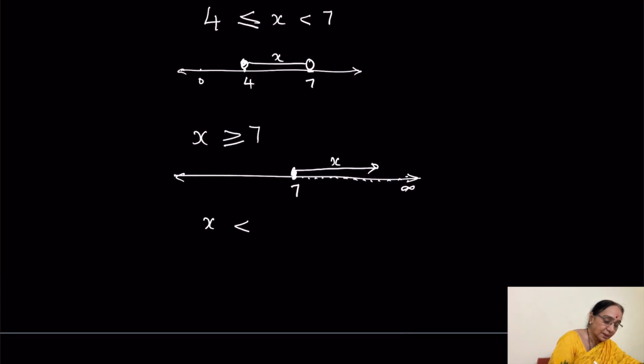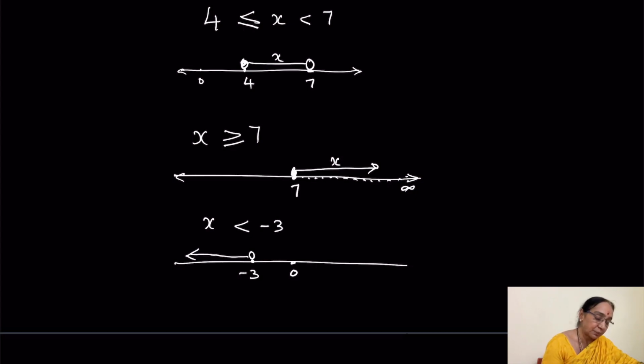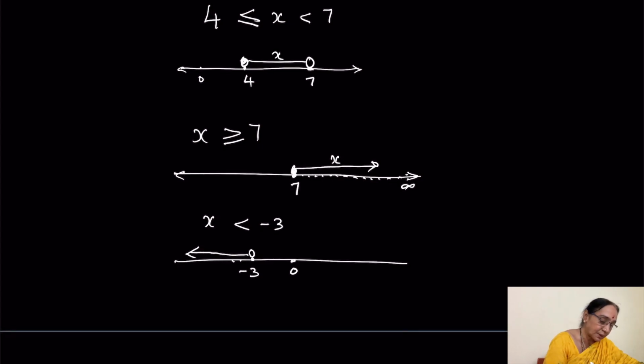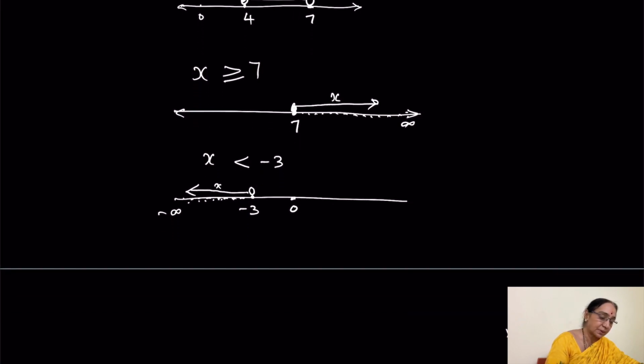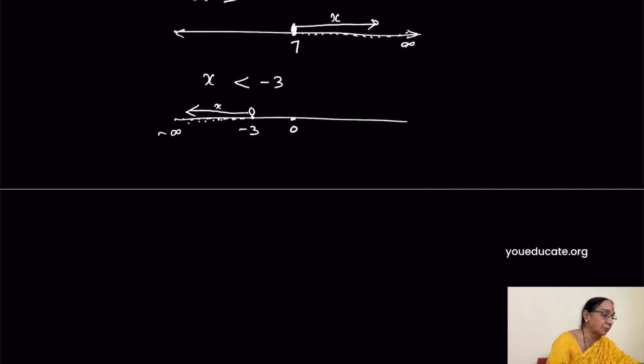When I say x less than minus 3, then you mark minus 3 here. 0 must be to the right of minus 3. Put an open circle at minus 3 and move to the left. Draw an arrow with the direction pointing to the left, because we are only concerned about numbers that are less than negative 3. So all these points to the left of minus 3, and that negative 3 is not included in your consideration. All the numbers that are less than negative 3. So this is how they are represented on the number line.